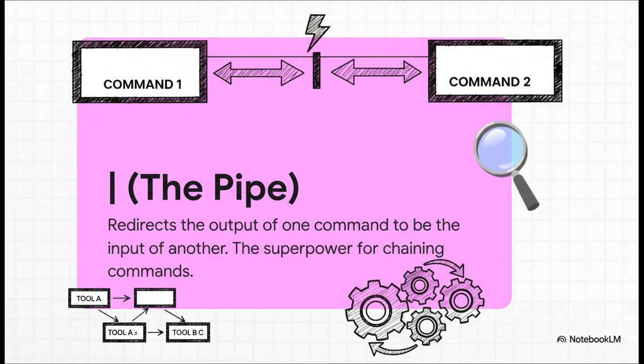Okay, pay attention to this next one because it is a total game changer. This little vertical bar is called the pipe, and it is one of the most powerful ideas in all of computing. It lets you take the result of one command and channel it, or pipe it, to become the input for a second command. This is how you build incredibly complex operations out of tiny, simple tools.